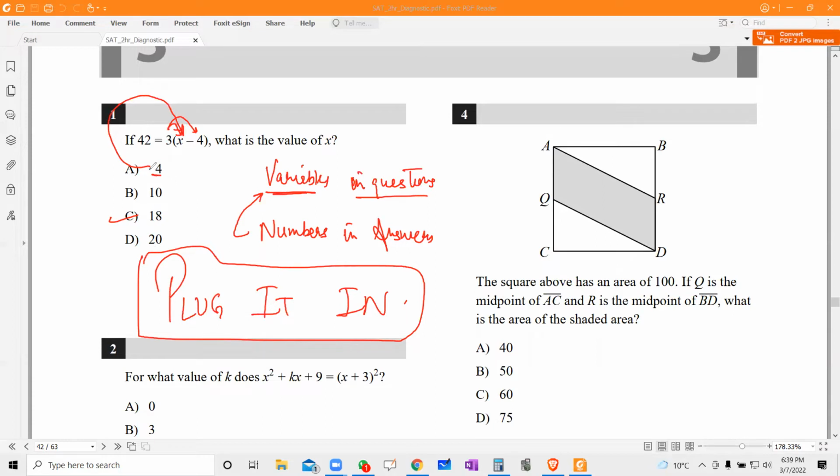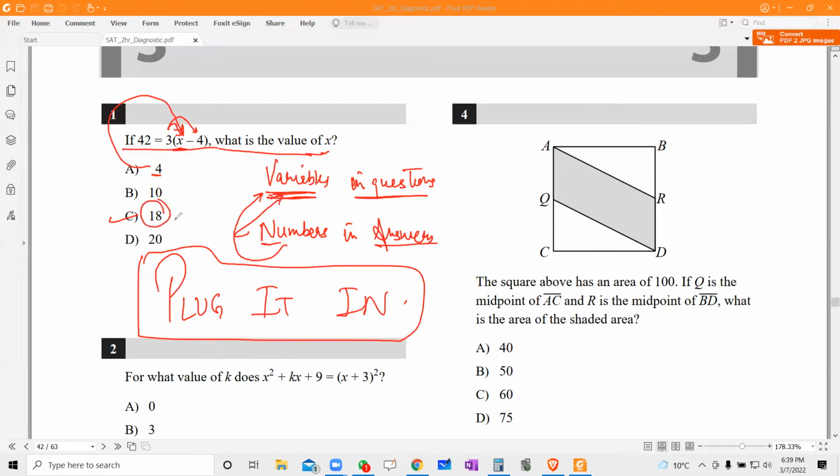So it's not only for question number one, because it's the easiest one, so you can do it even in your mind. But the questions which will be a little complicated, some difficult level questions, at that time what you can do is, if you're having the variables in the questions as you're having the x here, and the numbers in the answers, then you can plug in those numbers in those variables and check out which one is working.